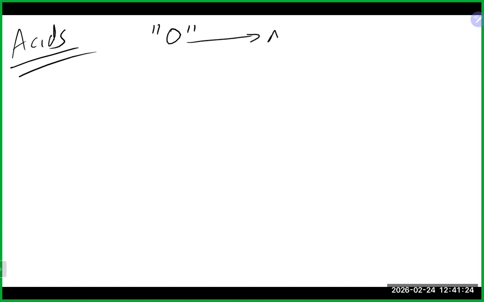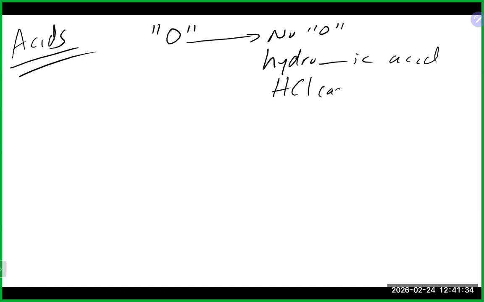Important for our class in terms of nomenclature, acids. So to name acids, a reminder that it all involves whether or not there's oxygen. So if the answer is no oxygen, your acid starts with hydro and ends with ic acid. So HCl, and those are typically aqueous. HCl is hydrochloric acid.